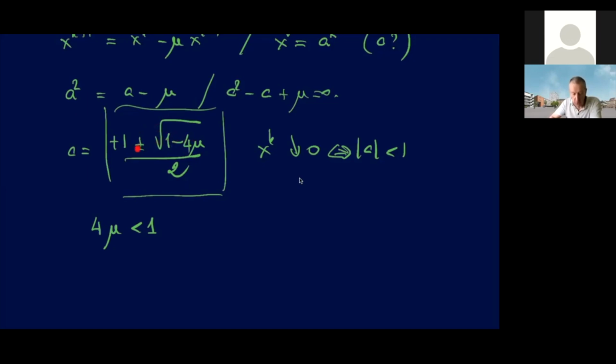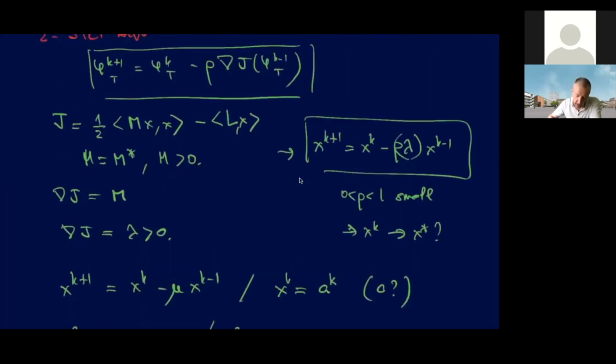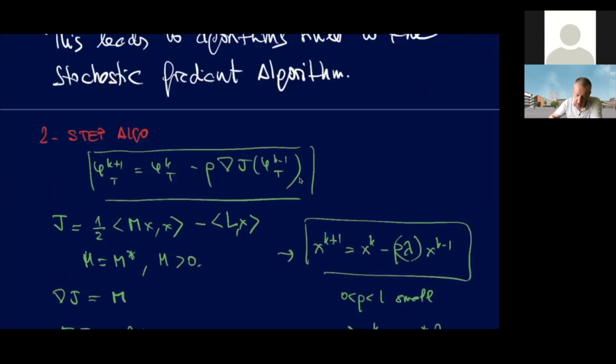And the other root is with the minus sign. Then I have 1 minus a number which is smaller than 1, divided by 2. This is actually smaller than 1/2. So then I have the exponential convergence to the minimizer. This is the way you can analyze all these variants of the steepest descent algorithm.